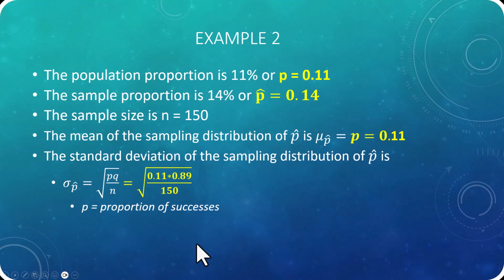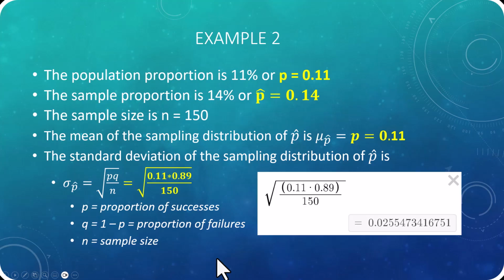So again, remember, p is the proportion of successes, q is 1 minus p, the proportion of failures, and n is the sample size. So when we plug that into a calculator, this is the value we get. And as always, we're going to have to round at some point. And my recommended value is to round to 4 decimal places.